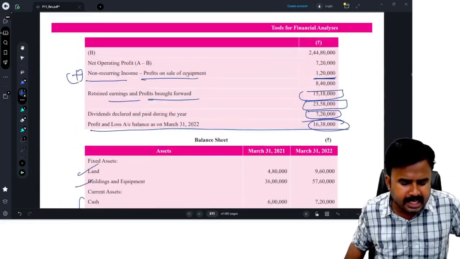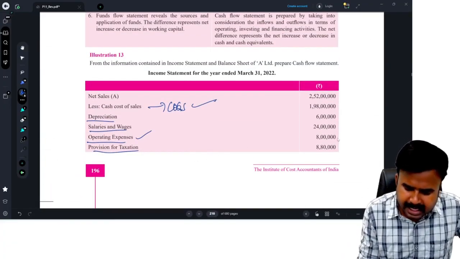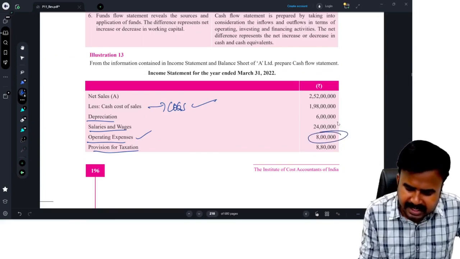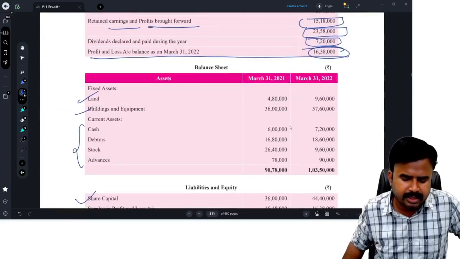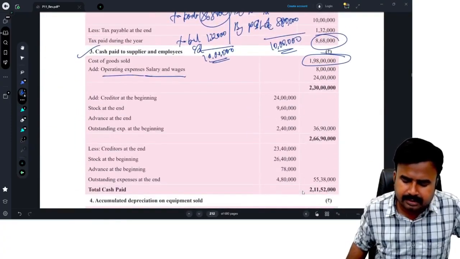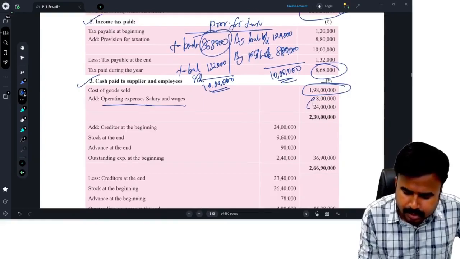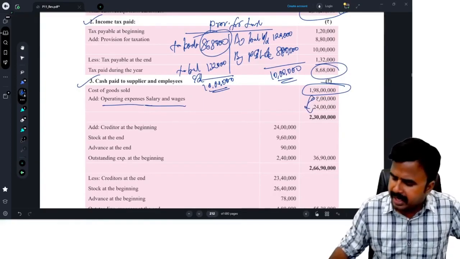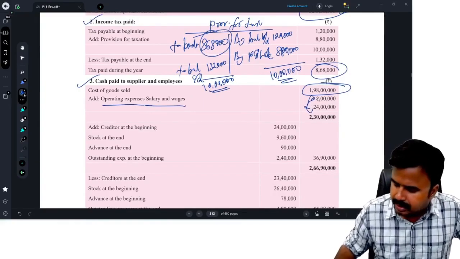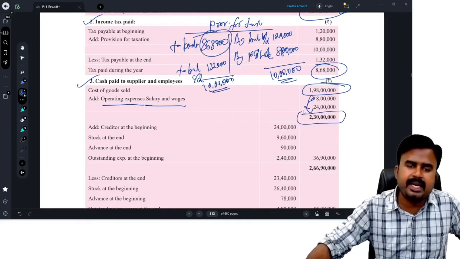Look at the transactions, operating expenses and salaries and wages. Your operating expenses are 8 lakhs, salaries and wages are 24 lakhs. Totally it is 32 lakhs. I've written 32 lakhs here; 24 plus 8, those numbers are actually given separately. 198 lakhs plus 32 lakhs, I got 230 lakhs. This is the amount which is debited in P&L account.